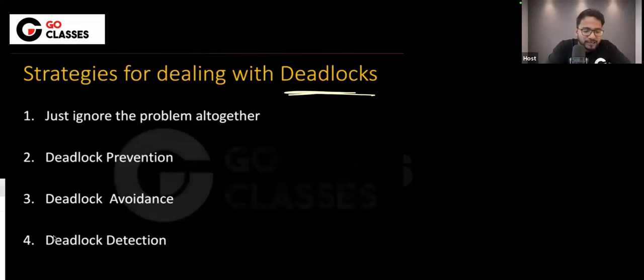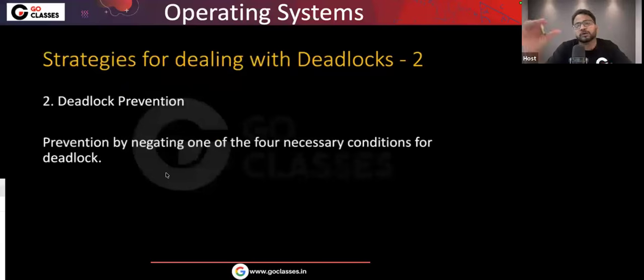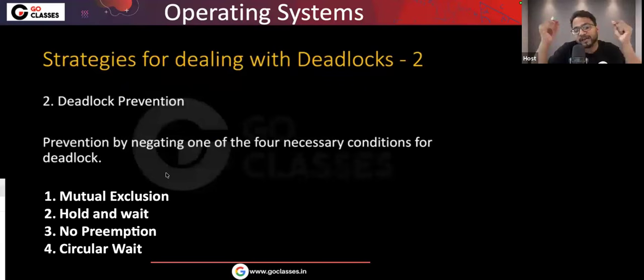Now the second strategy is prevention. Deadlock prevention says that you try to prevent one of these conditions. Do you remember the legs of the table? If you can prevent any of these conditions, then obviously deadlock cannot occur, right? So mutual exclusion and no preemption are anyway not in your hands. These are resource dependent conditions, and that is not even in your hand.